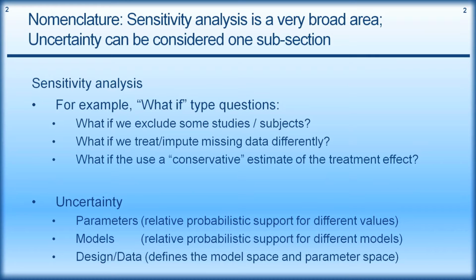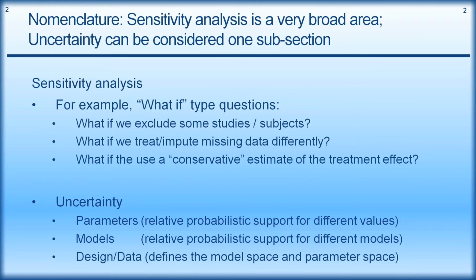For example, if we had multiple studies, we may say, what would happen if we excluded some studies, or perhaps if we excluded some subjects? Perhaps one study looked a little bit strange. We may wish to see the results with that study excluded. Similarly, we may wish to treat or impute missing data differently. So if some individuals, for example, didn't have any concentration measurements, we would want to impute those with the average for that dose, or perhaps we would want to do something else.